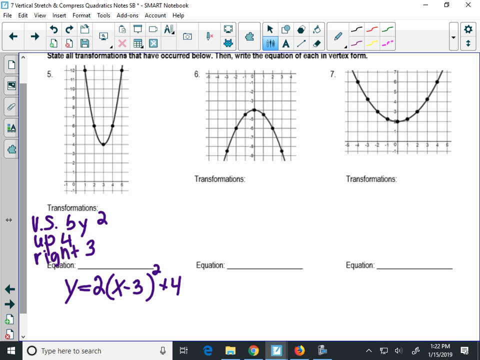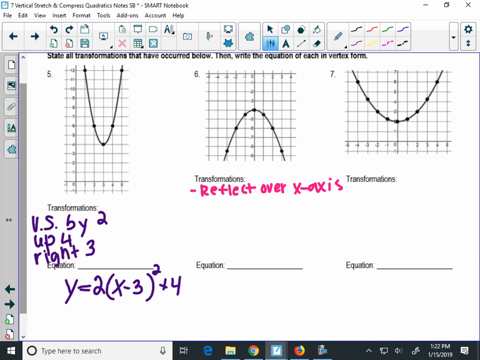Right, now number 6. What do you notice about number 6 right away? It's upside down. What do I call that now that it's upside down? We reflected over the x. So this graph reflected over the x, that's why it's upside down. What else happened to it? It got wider, so that's a vertical compression. We have to figure out by how much.